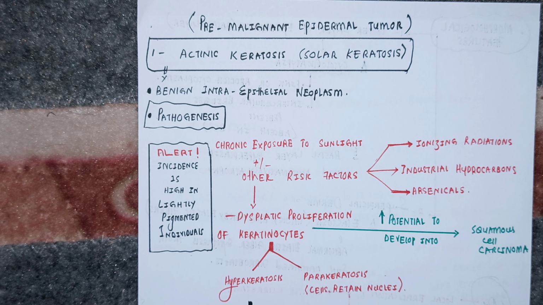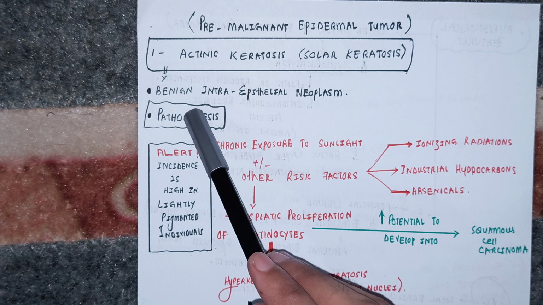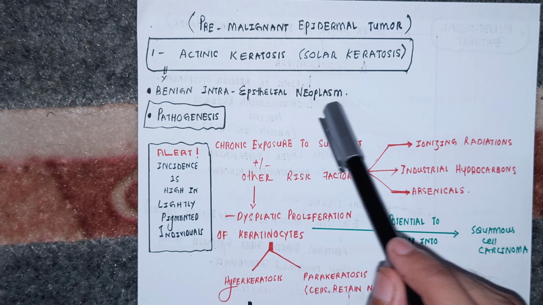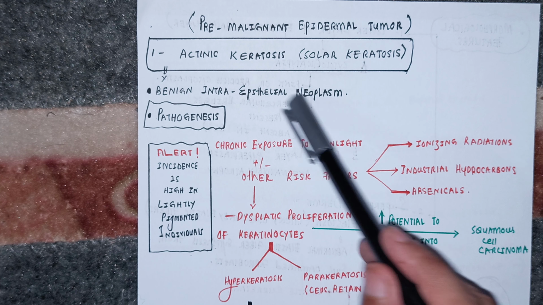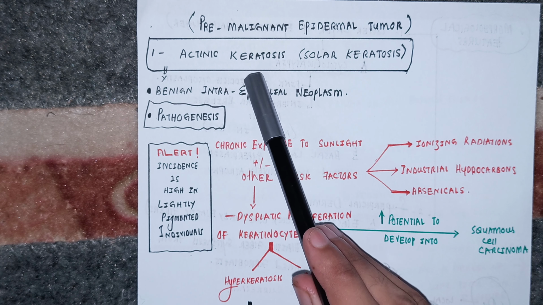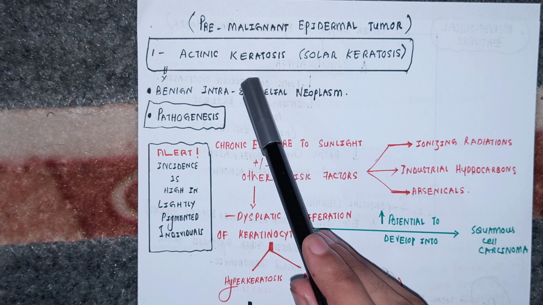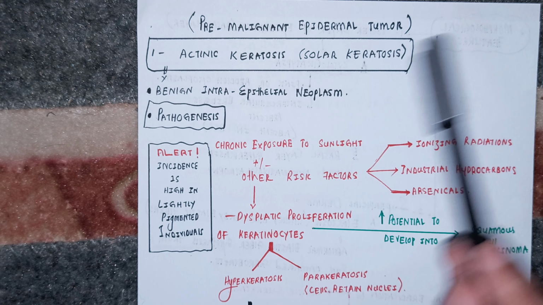There are two main malignant conditions of the skin. Number one is squamous cell carcinoma and number two is basal cell carcinoma. The pre-malignant condition which we will discuss in this video lecture is actinic keratosis, also known as solar keratosis. By the way, it is a benign intraepithelial neoplasm. As I said, it is an intraepidermal or intraepithelial neoplasm, and it is obviously benign, but it has full potential to develop into a malignant condition.